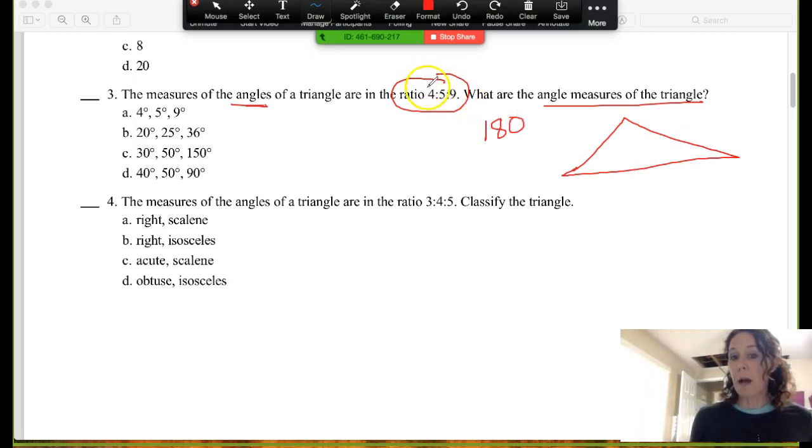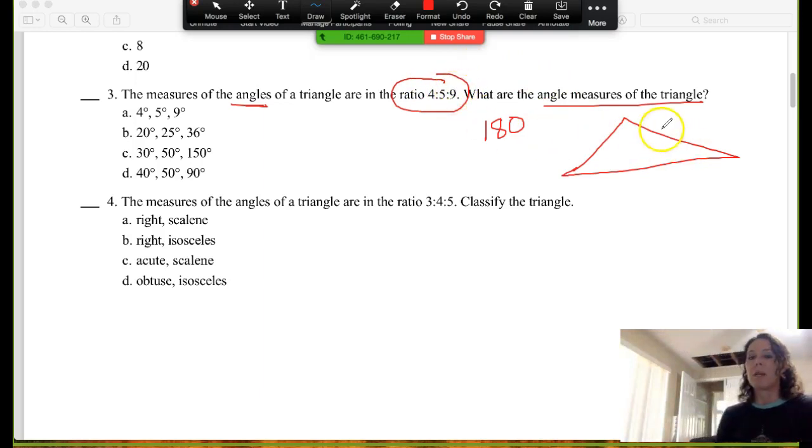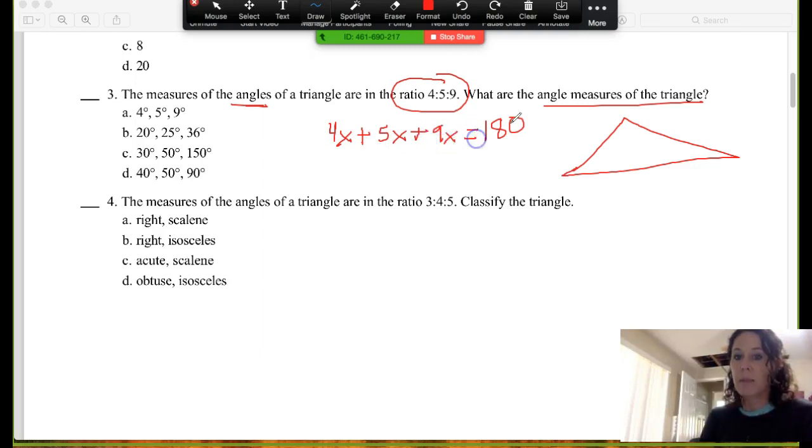And this has been the ratio of the triangle. So there's some value here. I don't know what the value is, but it's been reduced to 4 to 5 to 9. So let's say that value is x. 4 times that value of x plus 5 times that value of x plus 9 times that value of x has to be 180.